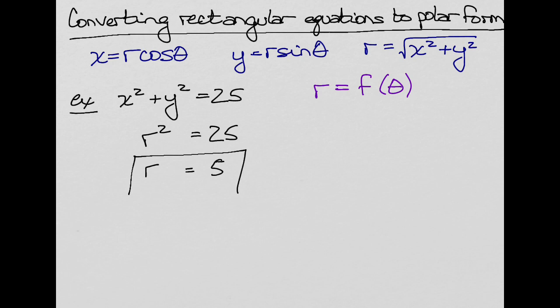Maybe you recognize this, hopefully you recognize this. The rectangular form is a circle centered at the origin with radius 5. Here's the equation of a circle in polar form. r equals 5. Nice and simple, gives us a circle around the pole.